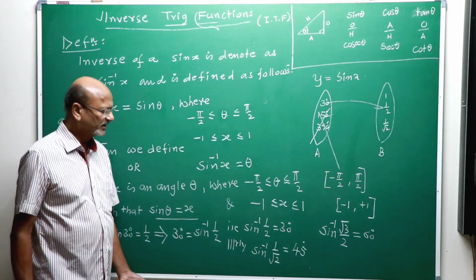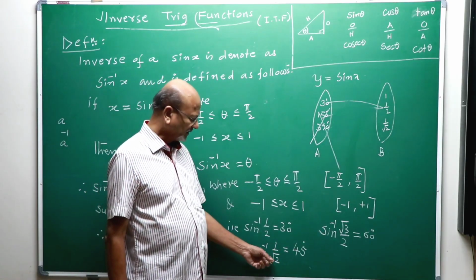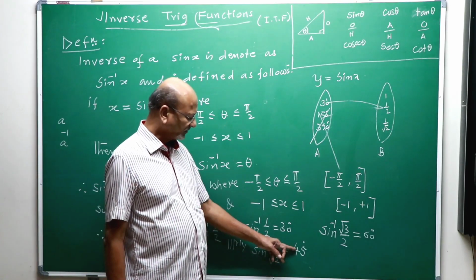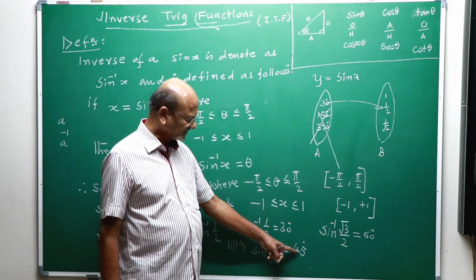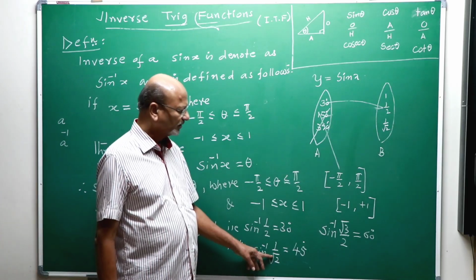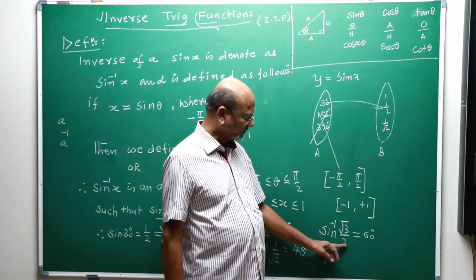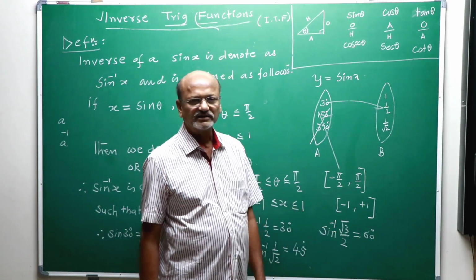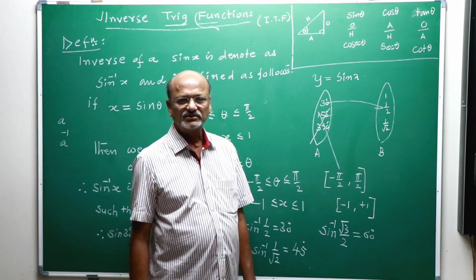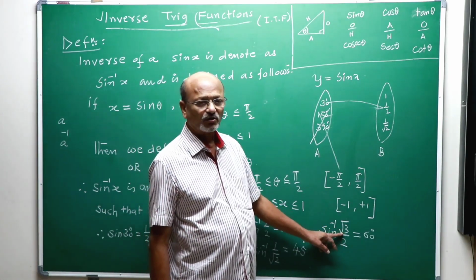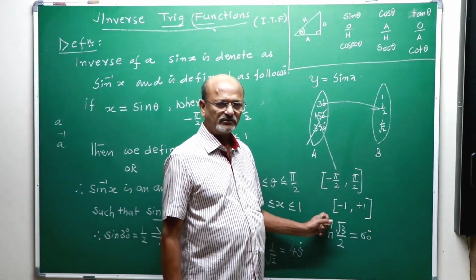On the same basis, my friends, you know that sin 45 is 1 by root 2. Therefore, sin inverse 1 by root 2 is 45 degrees. You can write directly sin inverse 1 by root 2. What is this RHS? It is the angle whose sine is 1 by root 2. Similarly, what is sin inverse root 3 by 2? It is an angle whose sine is root 3 by 2. Then what is that angle? 60 degrees. Like that, what is sin inverse 1? It is 90 degrees. Why? Sin 90 is 1. Like that, sin inverse 0 is 0. Why? Sin 0 is 0, so sin inverse 0 is also 0.